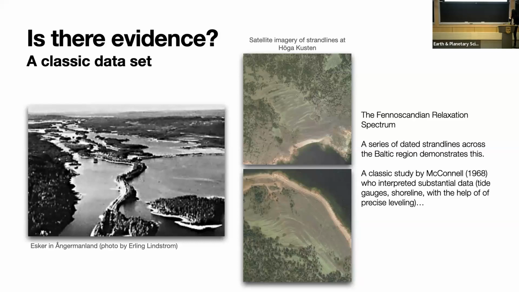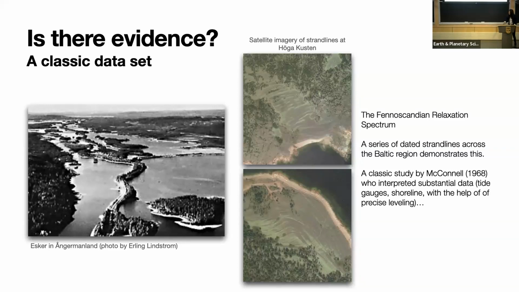Here are some images across Sweden's landscape, where Sweden has been, just like many parts of North America, really shaped by these past ice sheets. So here's an esker in Angermanland, for example, in Sweden. But more specifically, there's this beautiful stretch of strand lines. These are paleo shorelines that mark the retreat of the Fennoscandian ice sheet.